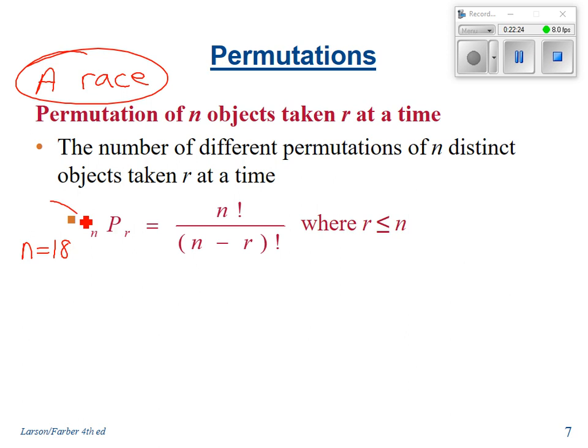This N stands for your total number. The R stands for how many you're taking at a time. So we're going to run this race, and usually when you run a race, what matters? The top 3. So that's the number we're going to use here is 3. So our permutations are going to look like this. P, 18 people taking 3 at a time. And we're going to figure out all the different ways that we could run the race.